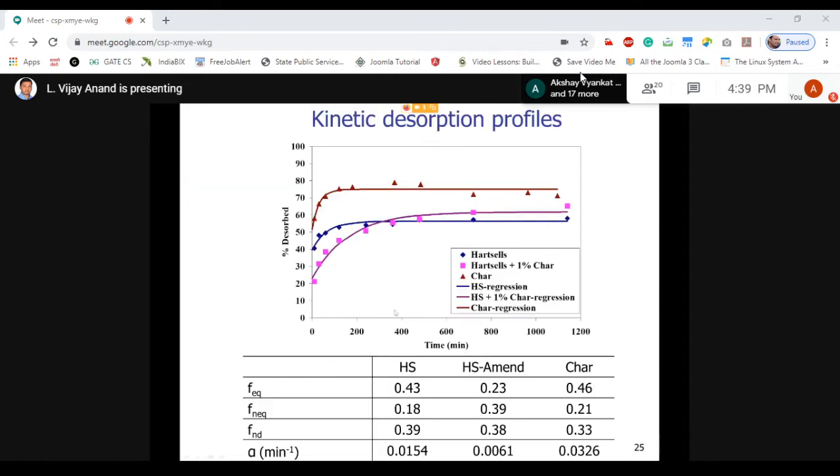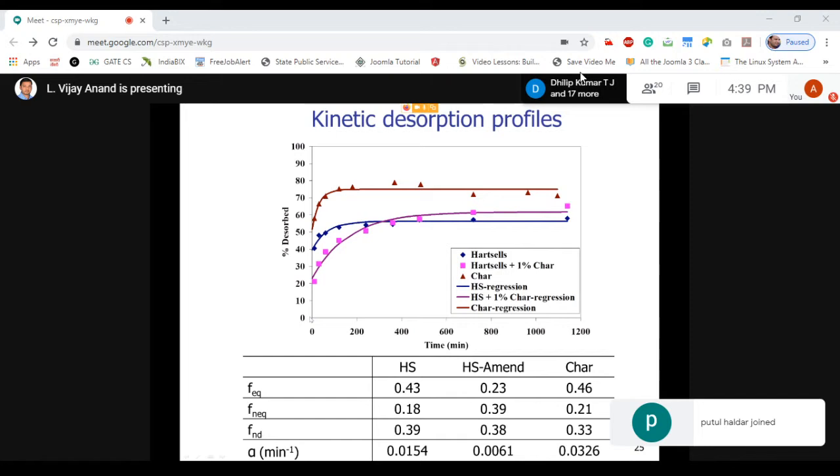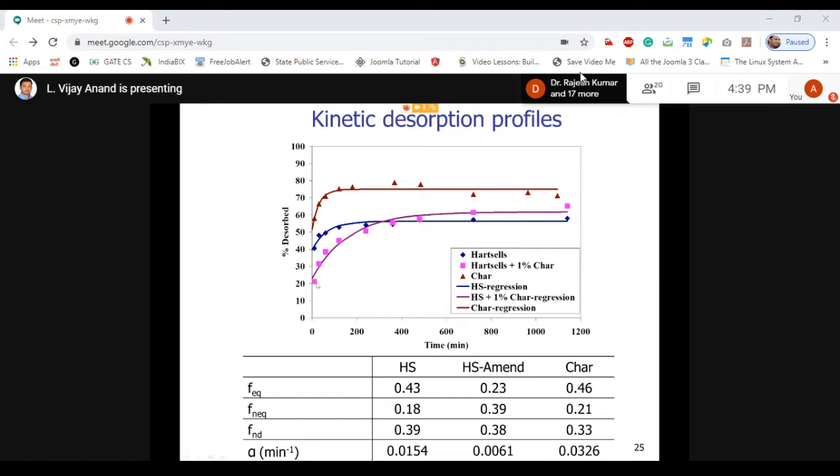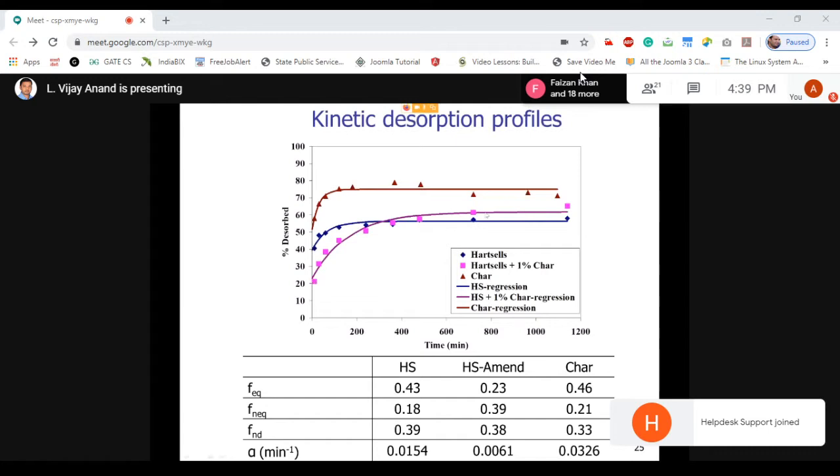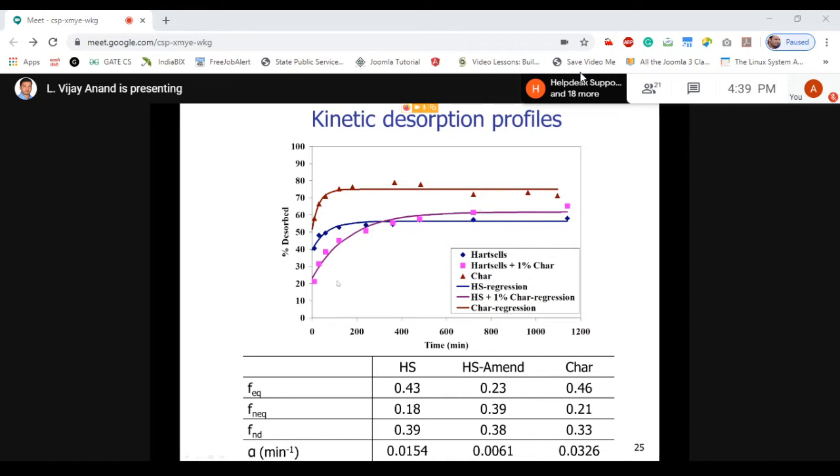So as I already mentioned, these are kinetic desorption profiles for soil with char and char alone systems. As you can see, each of these profiles has an instantaneous release, right? If you look at, let's say, the pink line, you have near 20% of instantaneous desorption happening, and it plateaus at around 55 to 60%. Until then is the kinetic desorption fraction. Beyond that, there is no desorption happening until 100. That's going to be the non-desorption fraction that is present in the soil.